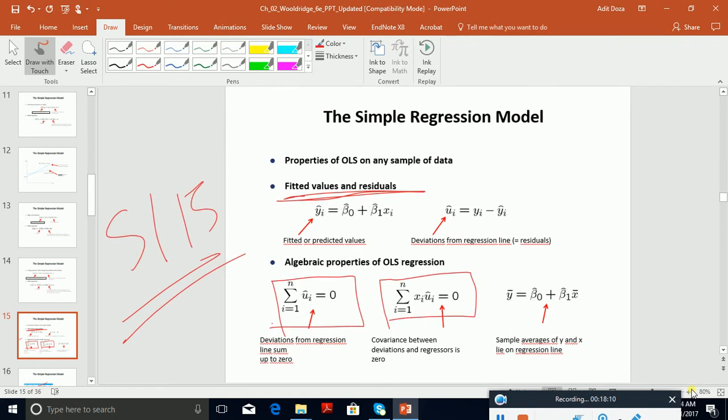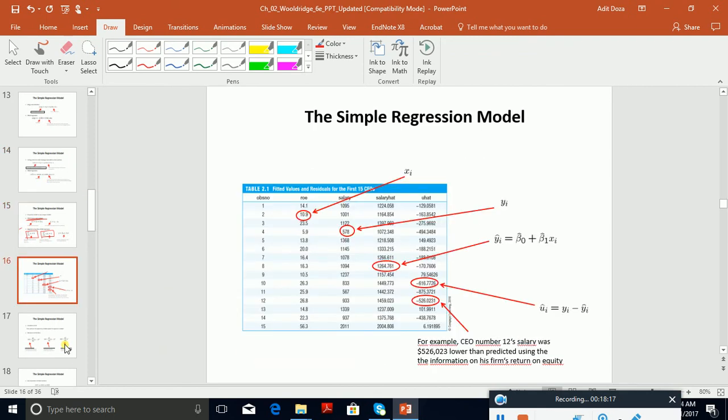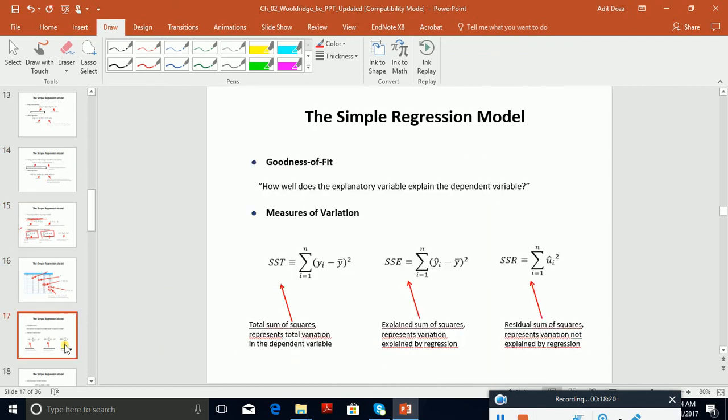Let me magnify this one a bit. All right. So that's slide number 15 of this chapter. You guys should know what the sum of square total, what the sum of square explained, and what the sum of square residual are, right? These things are important not only for measuring the variance, but for measuring the R square. We need to know all of these 3 things. So that's slide 17, very important.